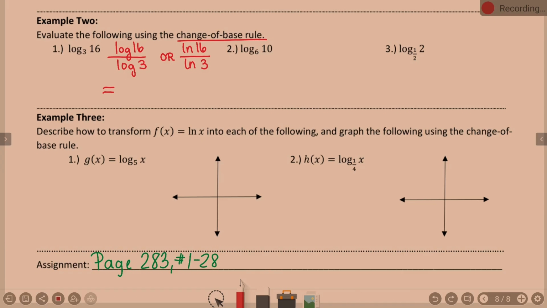3 decimal places. Wait, hold on. You said 3 decimal places? 2.524. Now, all of that to say, do we agree with Brody? I think, yeah. I mean, unless I did it wrong too.